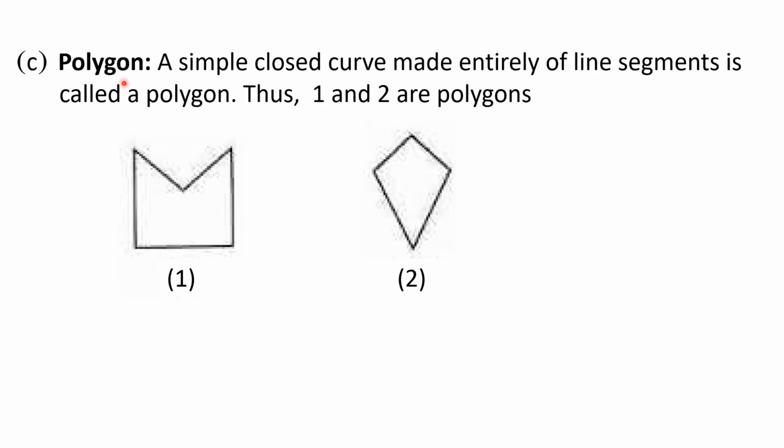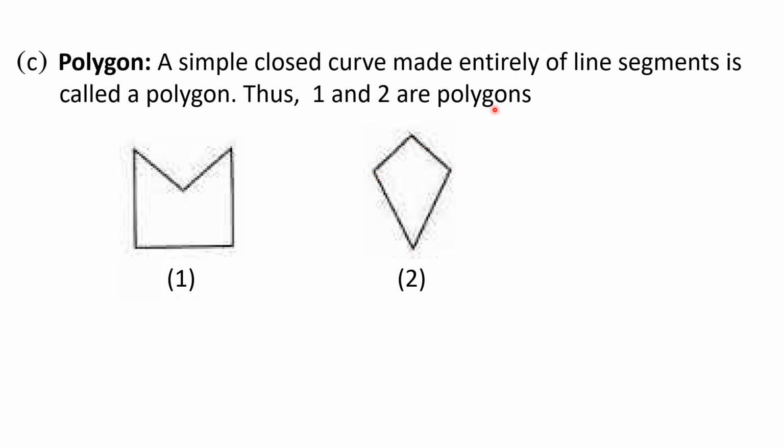Next is polygon. What is the definition of a polygon? A simple closed curve made entirely of line segments is called a polygon. The other figures were not made of line segments. These are straight line segments. So this is actually a pentagon, because one line segment, 1, 2, 3, 4, 5. And this is a quadrilateral, 1, 2, 3, 4.